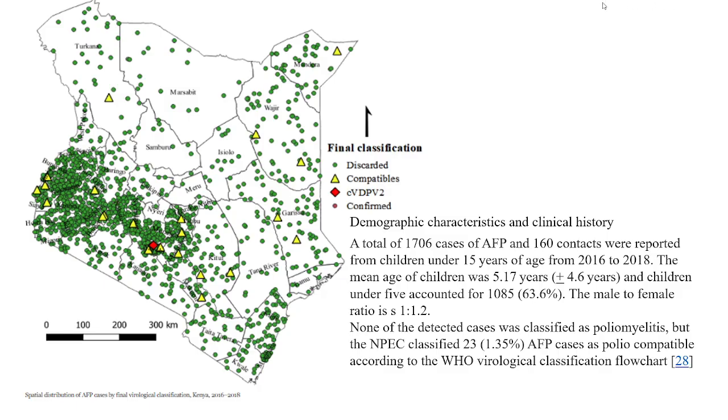So over here, let's go to the graph. I have discarded samples; all the green dots are discarded samples. These are compatible cases, and I have confirmed cases, which is none. And I have vaccine-derived poliovirus type 2 cases. I have poliovirus 1, 2, and 3, where type 2 is the most common cause of vaccine-derived poliovirus, so we have removed that from the vaccines nowadays. Now I can see that none of the detected cases were classified as poliomyelitis, but around 1.3% were classified as polio compatible cases.